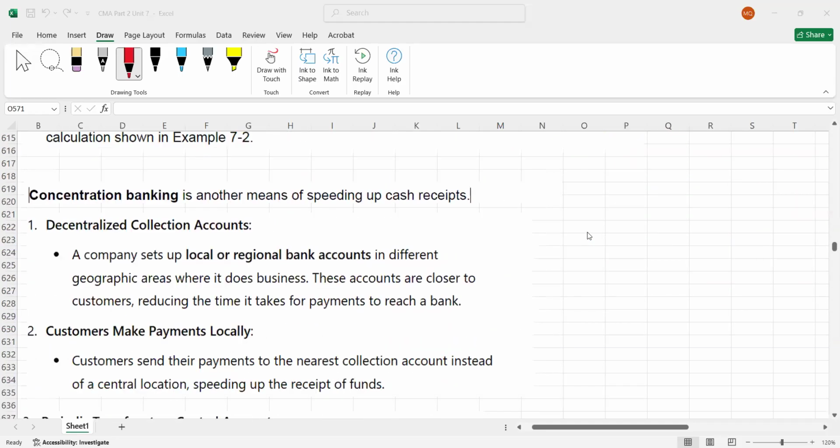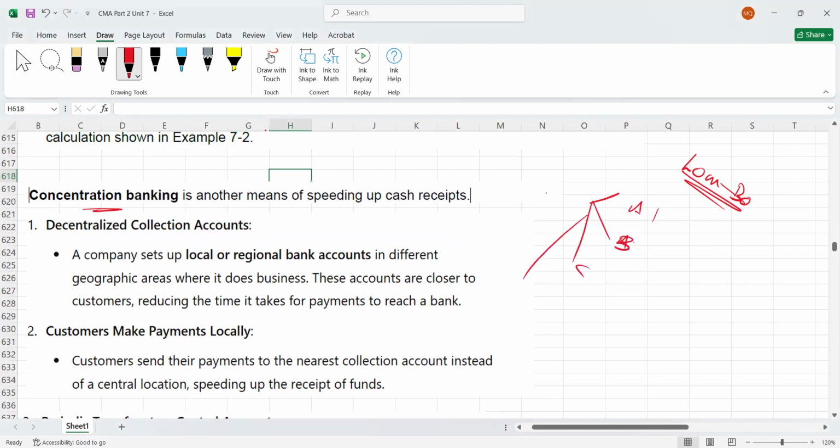Okay, guys, so now here we got another approach which is called what? Concentration banking. So this is another approach to speed up the cash collection. Okay, first I told you lockbox system, so that you can use lockbox. Okay, so second is concentration banking. So please remember how it will work. For example, if your business is in different regions: region A, region B, region C, region D.